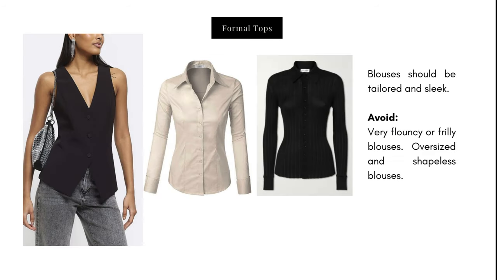For the formal tops, I focused on, again, the sharp V-necks and heavier fabrics, stiffer fabrics that hold their shape. And this third top, the black one, the black blouse that is more fitted and slightly more forgiving in terms of being clingy, is still okay because it has a bit of detail to that structuring. So it doesn't have to always be a fitted, crisp, tuxedo-like shirt. It can be something that is clingy knitwear, but the detailing makes it fit for a dramatic. It's important to remember that blouses should be tailored and sleek, and avoid very flouncy or frilly blouses or oversized and shapeless blouses.